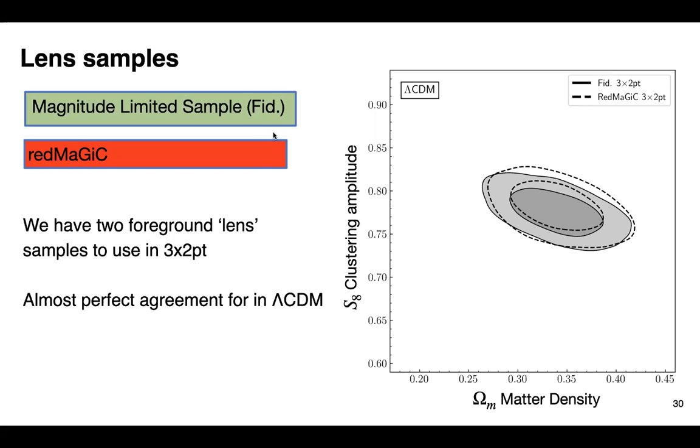So I mentioned earlier that we had these two examples, two foreground lens samples. So this is our magnitude limited sample, which was the fiducial, and our red selection we call red magic.